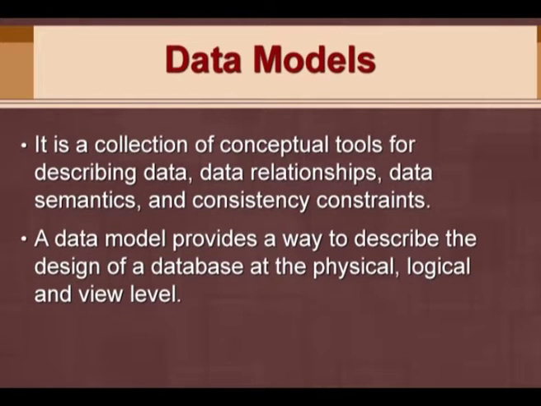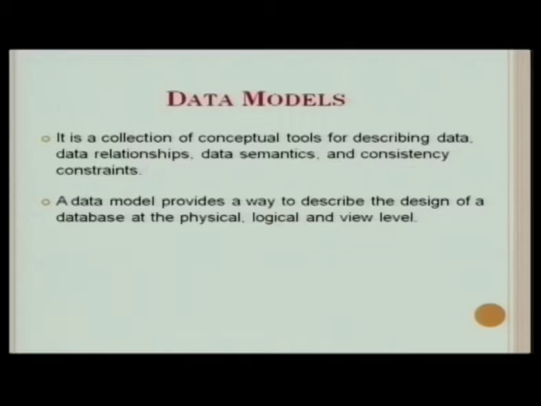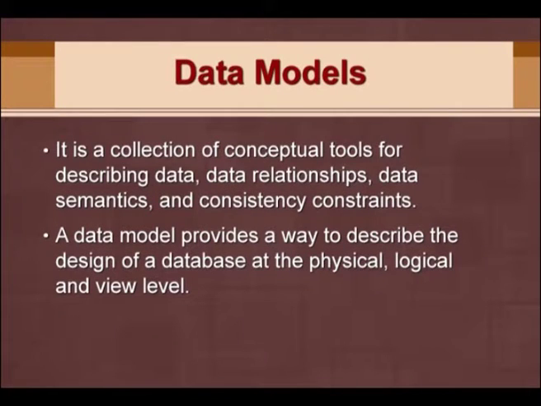Then coming to the data models, we have several data models right from the 1960s. There are models like the network model, hierarchical model, and then the relational model, the object-oriented model, and object-relational models. So, what exactly is the history behind it? Why do we want to have a data model? What is a data model? It is a collection of conceptual tools for describing data, data relationships, data semantics and consistency constraints.